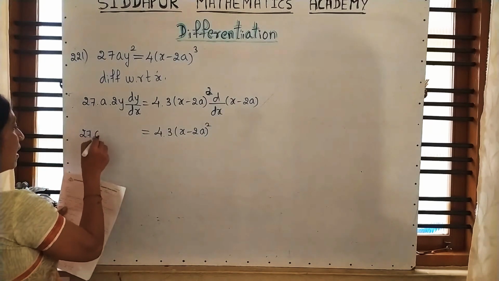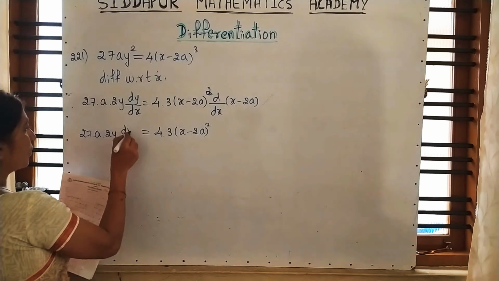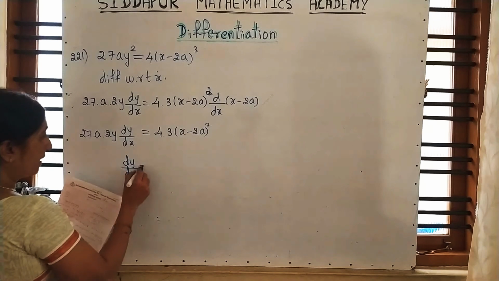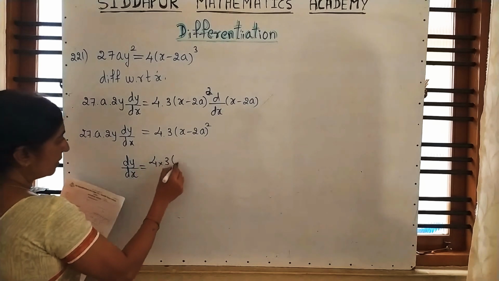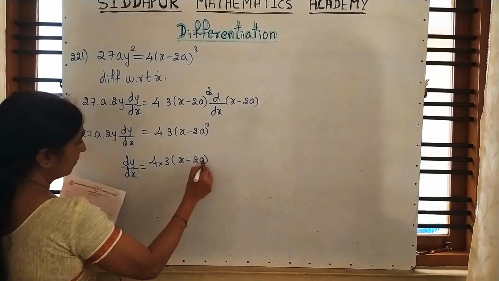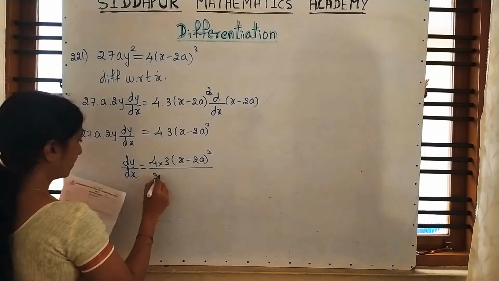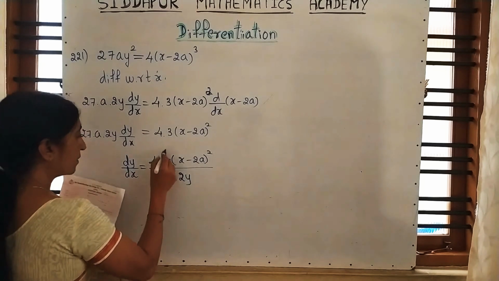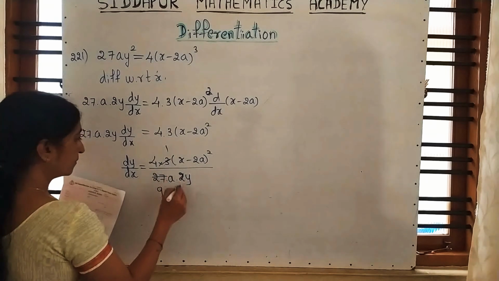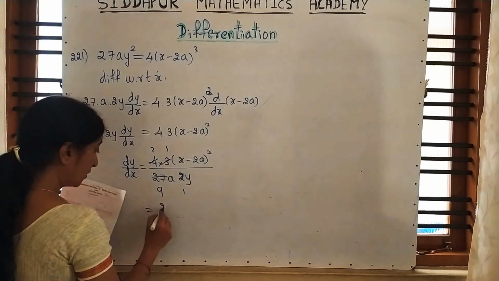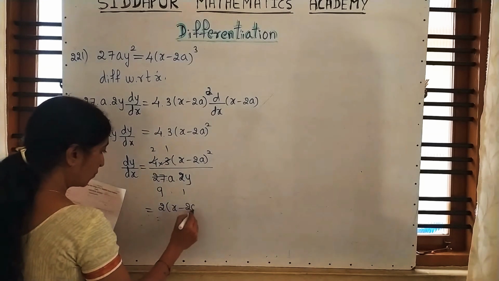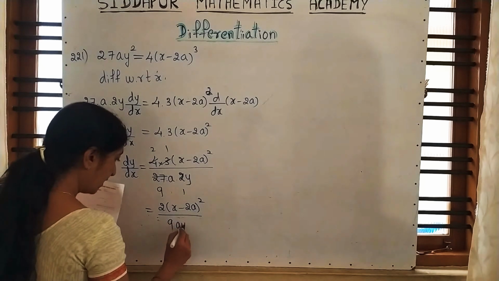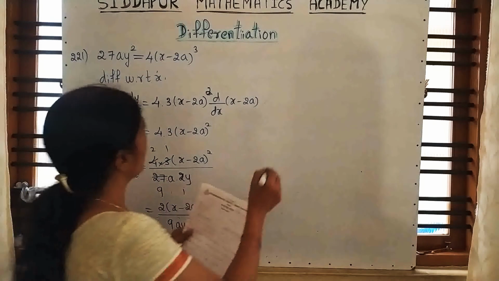And here I am not multiplying anything, because to multiply again and cancel, don't make the work complicated. Keep the terms as it is. Just cancel them. Here 3 ones are. So final answer is 2 into (x minus 2a) whole square divided by 9a. Is it simple or what? Moving to the next question.